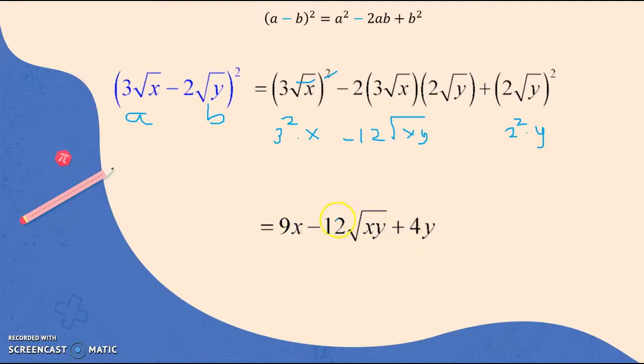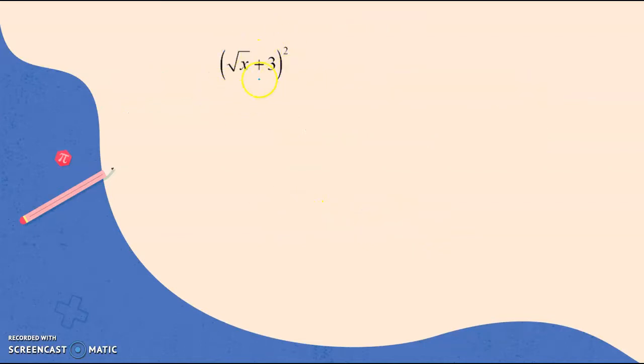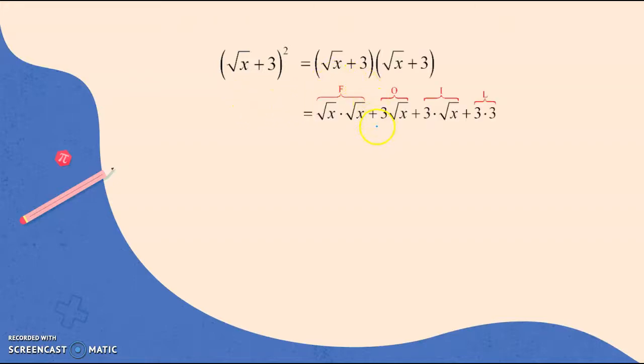Right? So another example is the plus one. We can use FOIL, or we can also use the special product. I'll show you the two methods. So here is the FOIL, no? Square root of x times square root of x, this is the first. Outer, square root of x times 3, that's 3 square root of x. 3 times square root of x, that's 3 square root of x. Again, that's our inner. The last, 3 times 3.